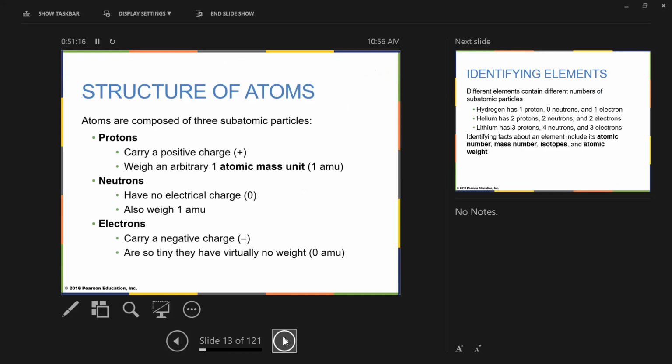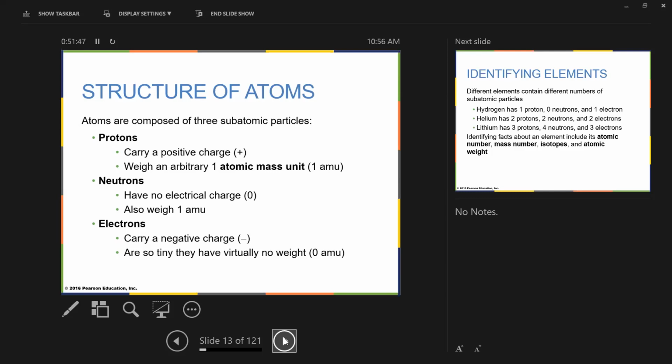So as I said, atoms are made up of protons, neutrons, and electrons. They are subatomic particles. Protons always have a positive charge. You can't have a proton without the positive charge. Protons carry a weight of 1. It's an arbitrary weight assigned to it, so one proton weighs 1. It's called an atomic mass unit. But more importantly, a proton has a positive charge.